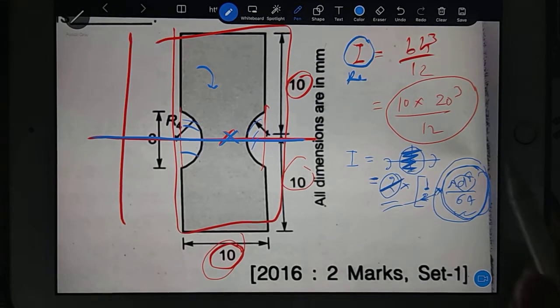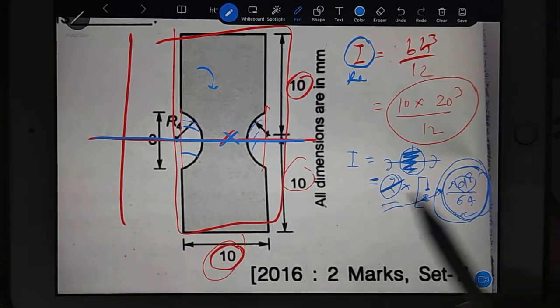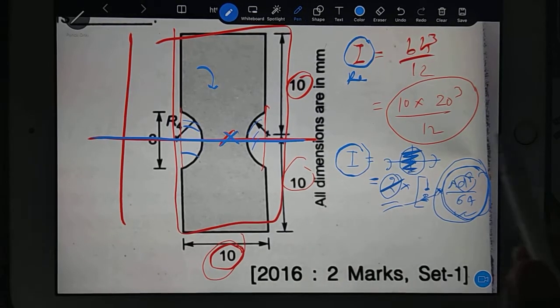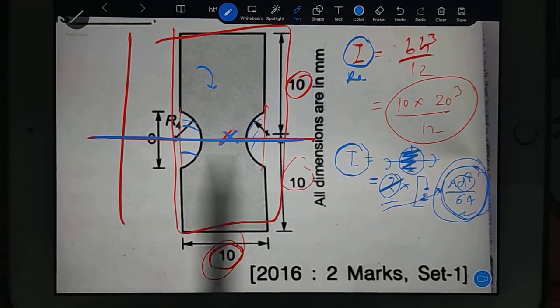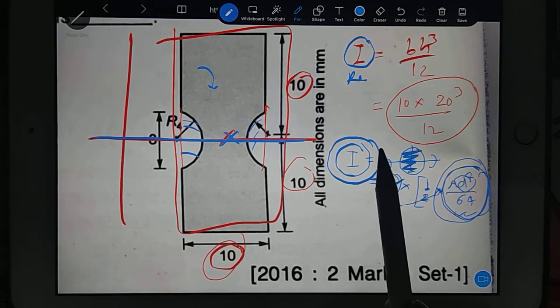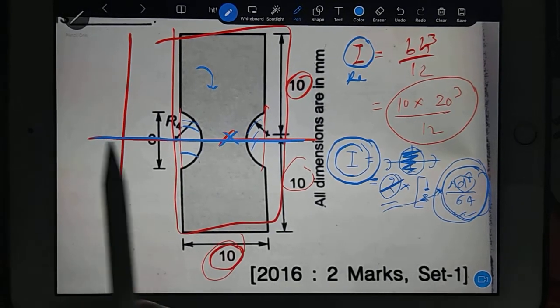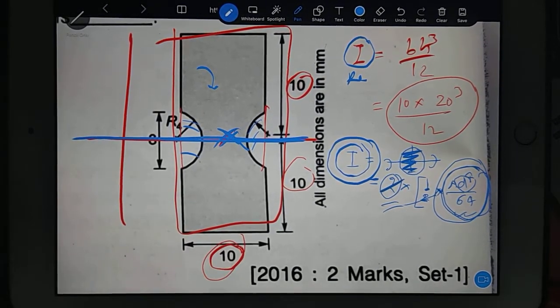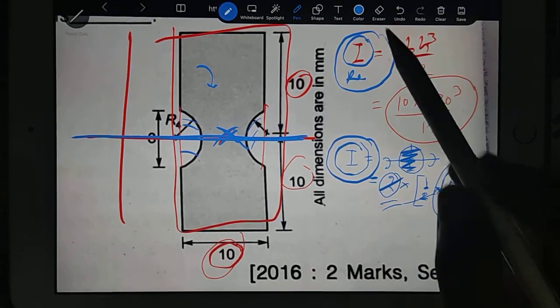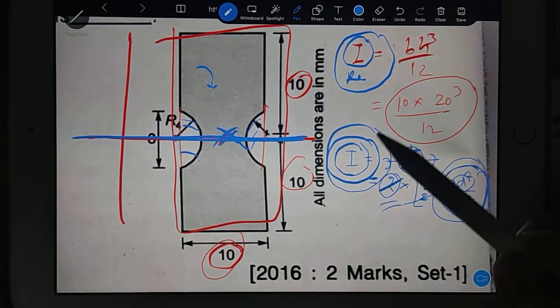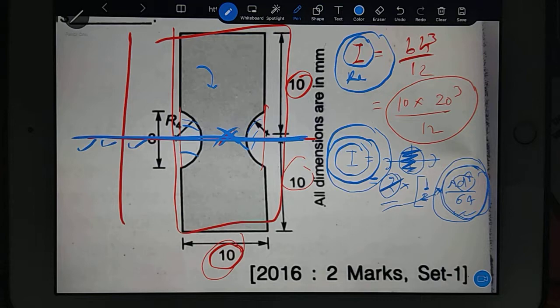So pi d power 4 by 64 will help you to find out the moment of inertia of a circle. But again the concept is, this moment of inertia is about which axis? The axis which is passing through the centroid. It means this moment of inertia and this moment of inertia, they both are about the same axis.